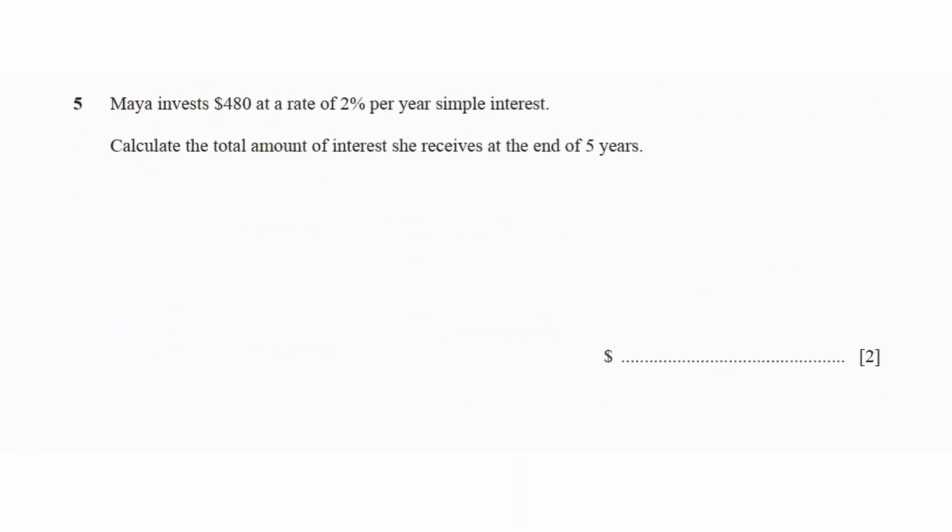Question 5 says Maya invests $480 at a rate of 2% per year simple interest. Calculate the total amount of interest she saves at the end of 5 years. So we'll do 480 times 2 over 100 times 5. Why? Because the formula for simple interest is basically principal amount times the rate times the time, PRT. The principal amount is 480, which is the amount that we invest. 2 over 100 is our rate of interest, and time is 5 years.